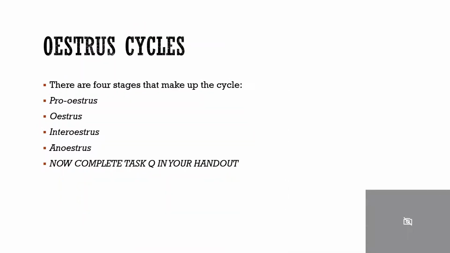There are 4 stages that make up the queen's estrous cycle: proestrus, estrus, interestrus and anestrus. Now please again complete the adjoining task within the adjoining handout for your veterinary educationalist to mark.